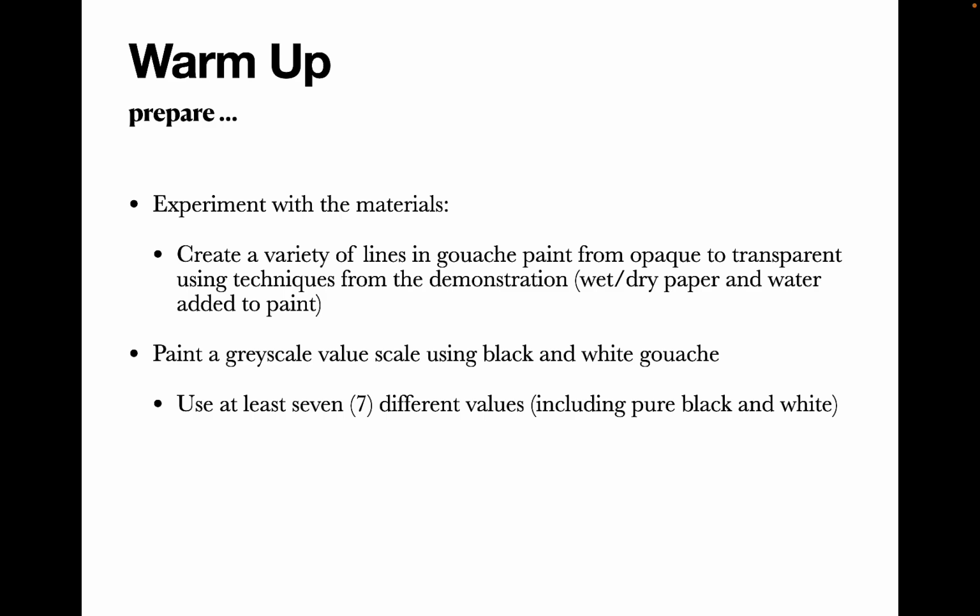You're going to use just the black and white gouache to make a value scale from dark to light, at least 7 different values, which includes the actual black and the actual white. And you'll use this scale to create different values in your actual painting. So it'll help you with your painting.